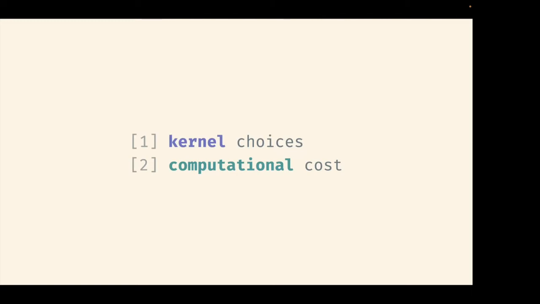And then the big one that I'm going to talk about is computational cost. But let's start with the choice of covariance function. And I'm not going to talk about this in very much detail because I don't actually think it's as big of a problem as people think it is.